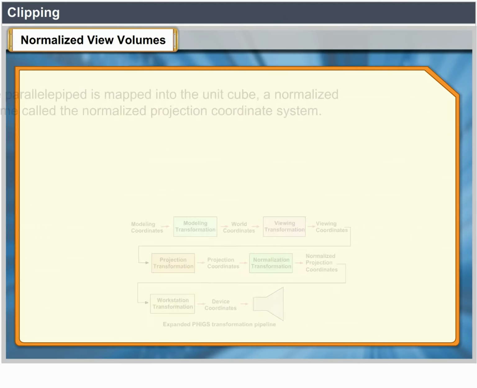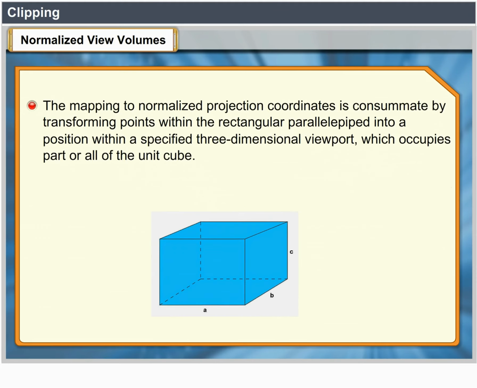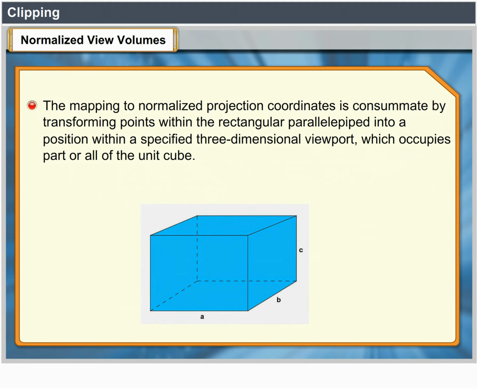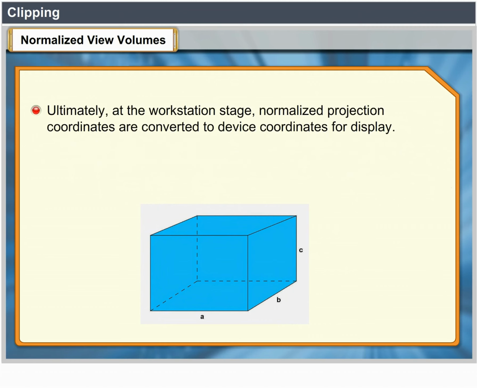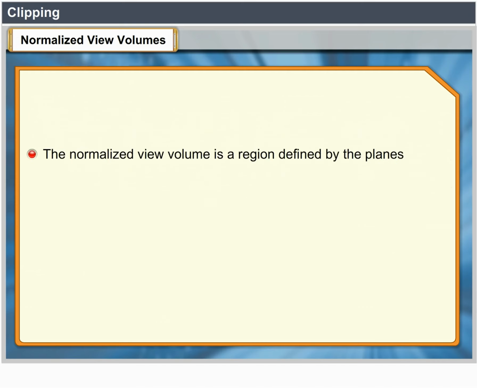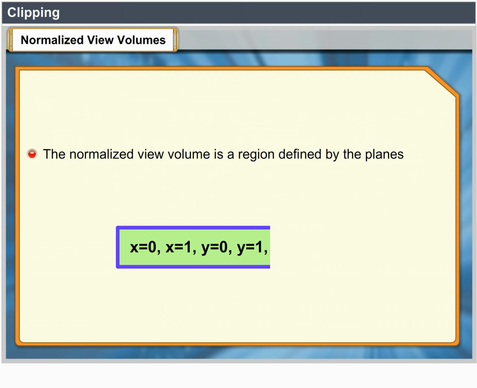System. The mapping to normalized projection coordinates is accomplished by transforming points within the rectangular parallelepiped into position within a specified three-dimensional viewport, which occupies part or all of the unit cube. Finally, at the workstation stage, normalized projection coordinates are converted to device coordinates for display. The normalized view volume is a region defined by the planes x equals 0, x equals 1, y equals 0, y equals 1, z equals 0, and z equals 1.